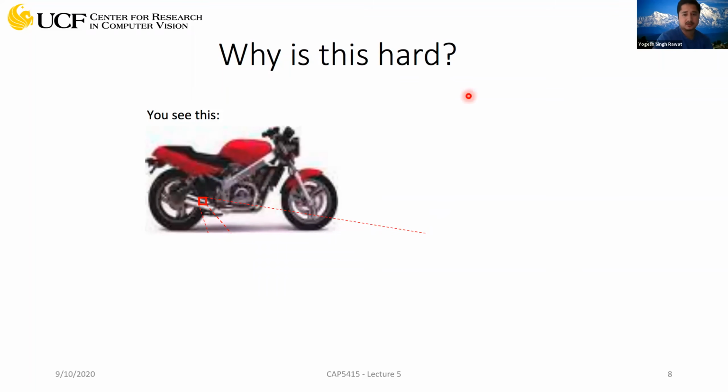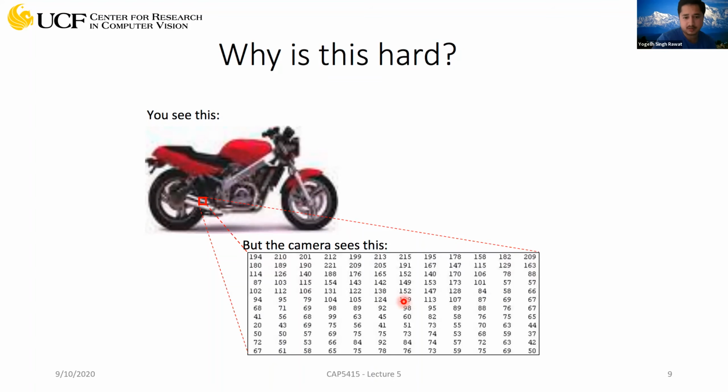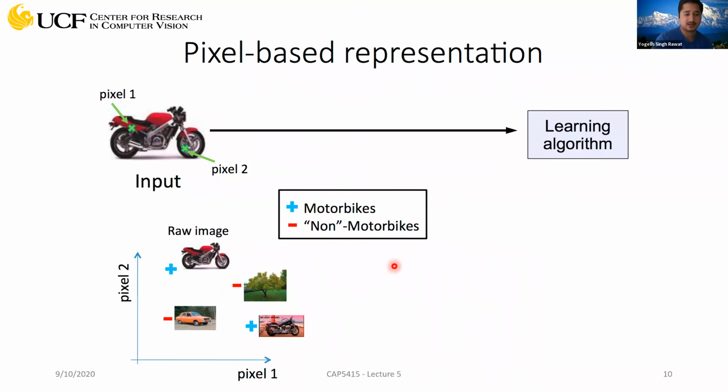Now, why is this problem hard? This is a motorbike, and we can easily perceive this, right? And we can recognize it very easily because we are looking at this particular image. But as we discussed in previous lectures, what a computer or a camera will see is something like this. So this is a patch coming from this particular location in this image. We just have these bunch of numbers. And using just these numbers, it's pretty hard to recognize what actually is present in that image. So let's try to figure out why that's the case.